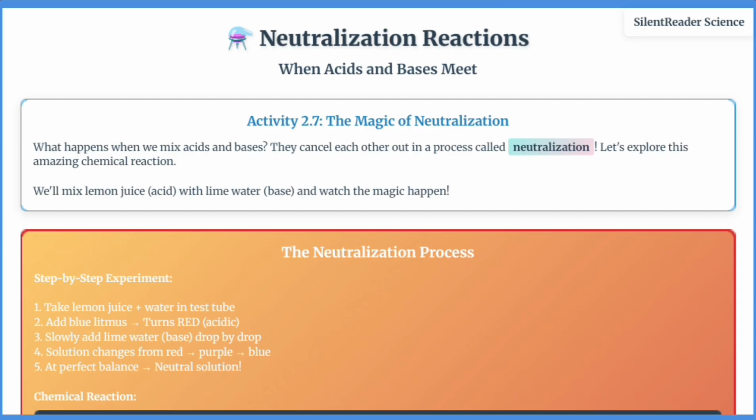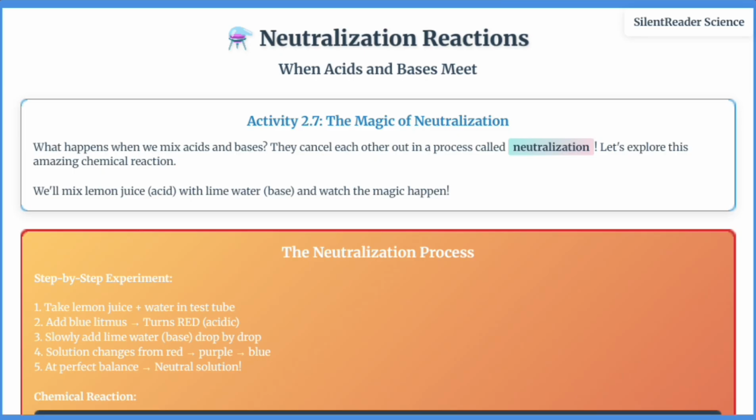Now let's explore what happens when acids and bases meet, the fascinating process of neutralization. In Activity 2.7, we mix lemon juice with lime water. Initially, the lemon juice turns blue litmus red, confirming it's acidic. As we add lime water drop by drop, the color changes from red through purple to blue. At the perfect balance, the solution becomes neutral, neither acidic nor basic.